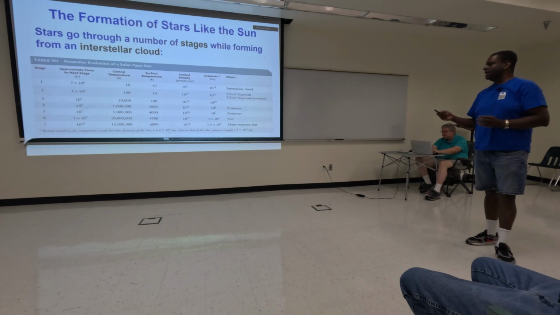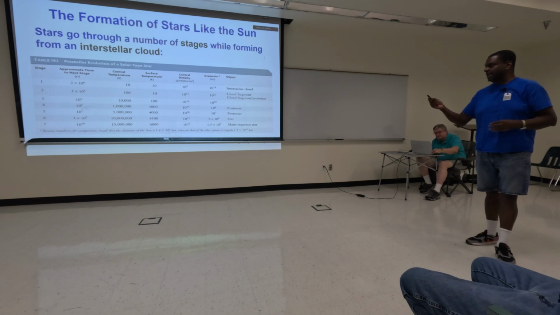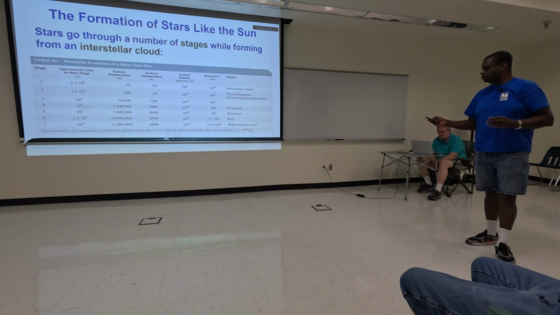And thus the cloud fragments, and then you have what's called a protostar, and then it moves toward the main sequence. That is, the temperature and the luminosity shift toward a stable state, and you have a main sequence star which lasts about 10 billion years if it's the sun. And by the way, the interstellar cloud is orders of magnitude bigger than the solar system is.